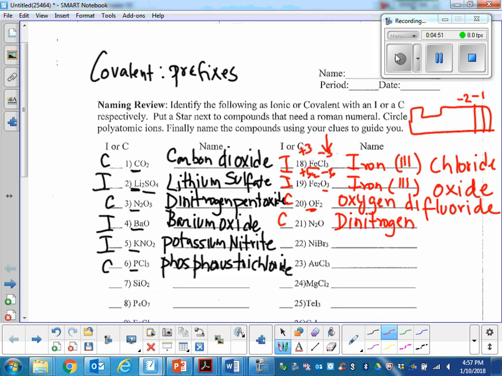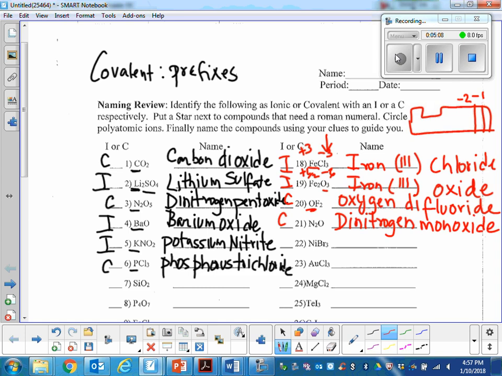Here is one of the exceptions of naming covalent compounds. The first element will never ever get mono, but the second element always has to get a mono, there's one of it. This is dinitrogen monoxide.